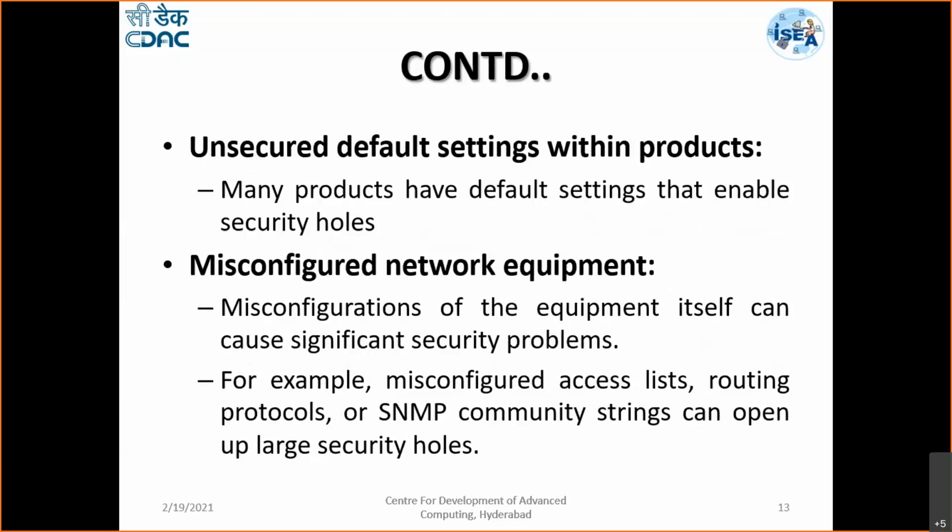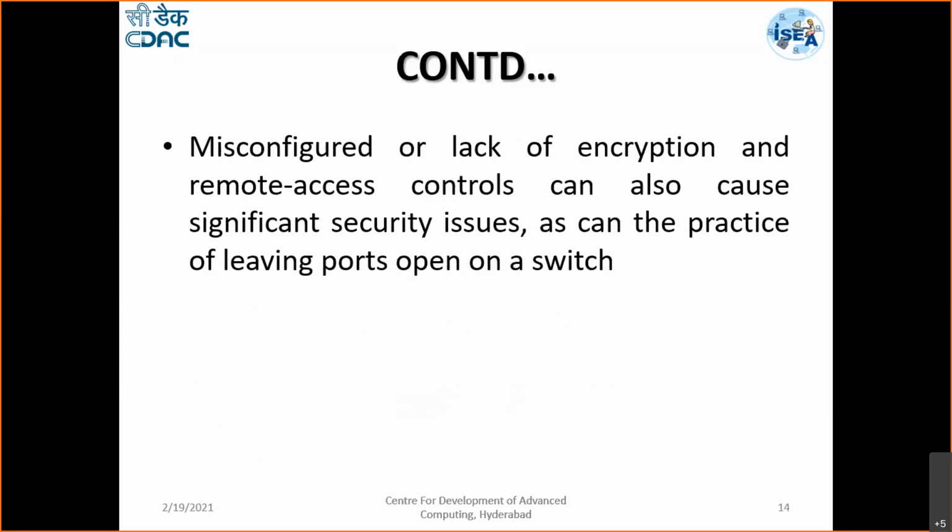Misconfigured network equipment. Misconfiguration of the equipment itself can cause significant security problems. For example, misconfigured access lists, routing protocols, and SNMP community. Misconfiguration or lack of encryption and remote access controls can also cause significant security issues, as can the practice of leaving ports open on the switch.